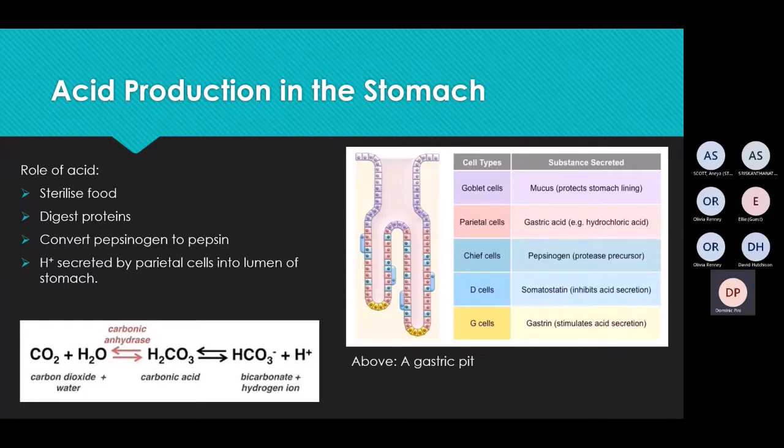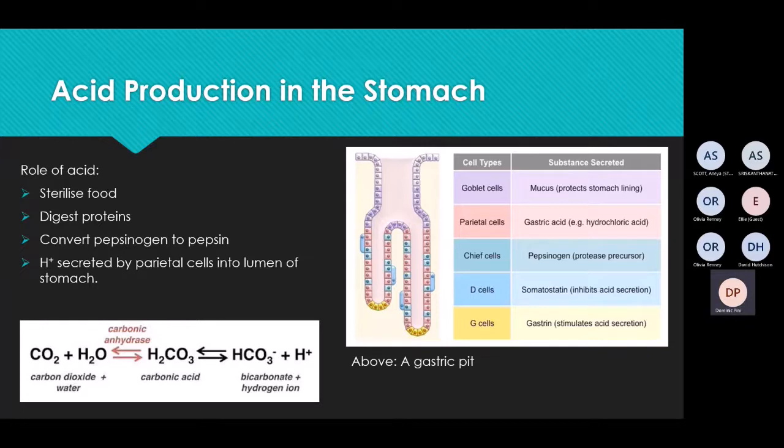Pepsinogen release is stimulated by the vagus nerve, which we also mentioned earlier, and by gastrin secretion. The little chemical equation is part of what's called the bicarbonate buffer system, and this occurs throughout the body, but predominantly in the gut, in response to cellular respiration, and essentially helps the body to self-regulate its pH.